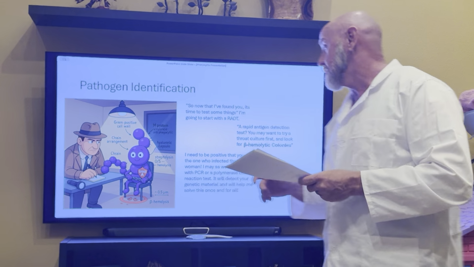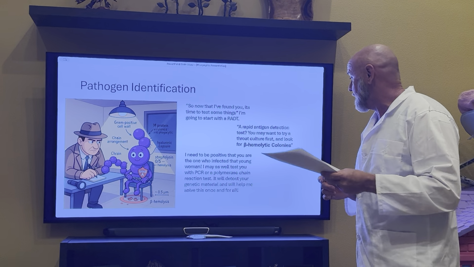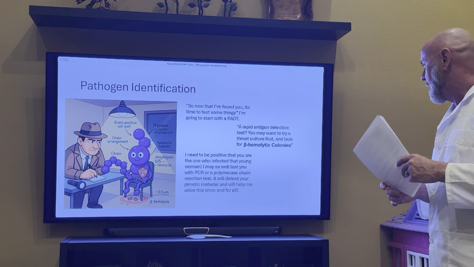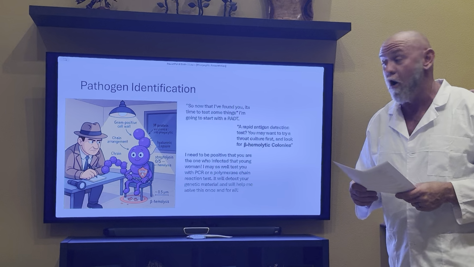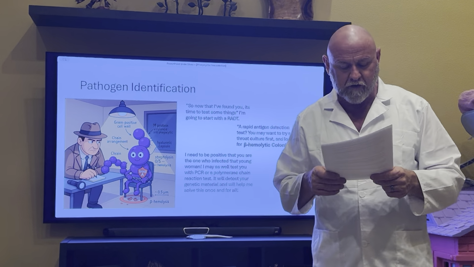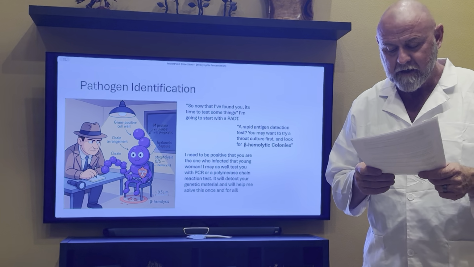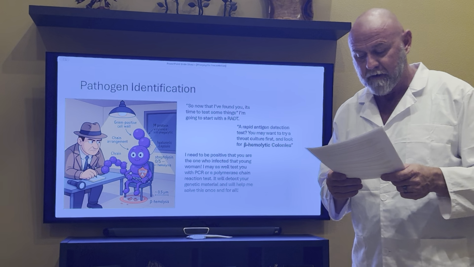Now, we're also going to check to be positive that you infected that young woman. We'll also do a PCR test, or polymerase chain reaction test. It will detect your genetic material and will help me solve this once and for all. PCR extracts genetic material from the sample, amplifies the DNA or RNA millions of times using a machine, and detects even the tiniest amounts of pathogen DNA, making it very sensitive.